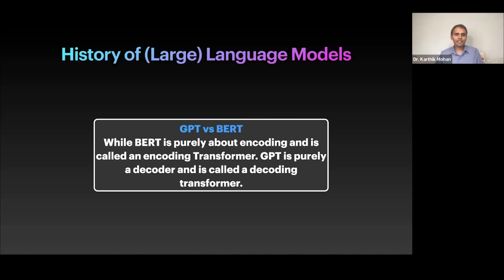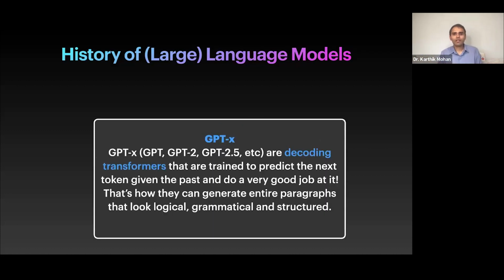That's where the innovations brought about by OpenAI really pushed the boundaries of what GPT can do, with GPT-2, GPT-3, GPT 3.5. And that's how we see it being very useful: they moved away from encoding transformers to decoding transformers. So GPT-X, where X can be any of these versions, are decoding transformers trained to predict the next token given the past, and they do a very good job at it. They can generate entire paragraphs that look logical, grammatical, and structured because they've been trained on massive amounts of data.